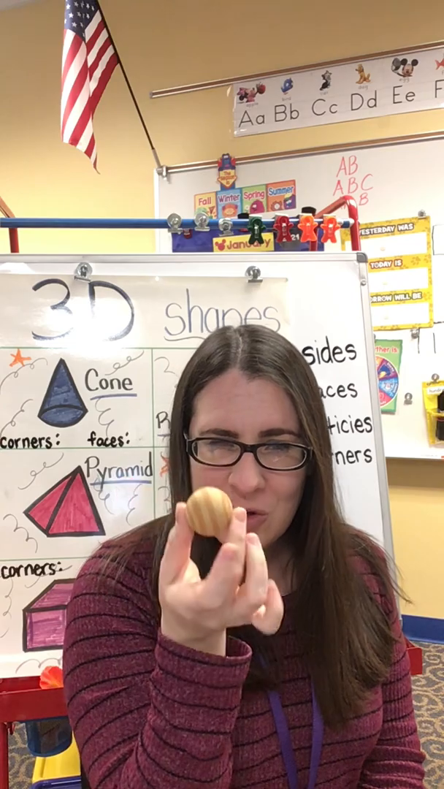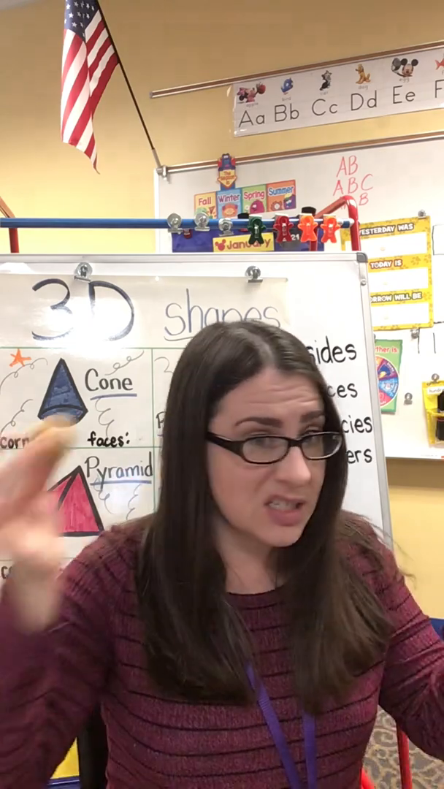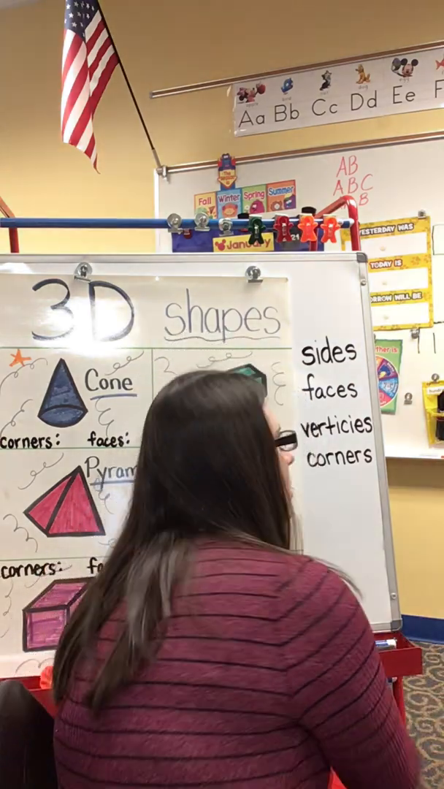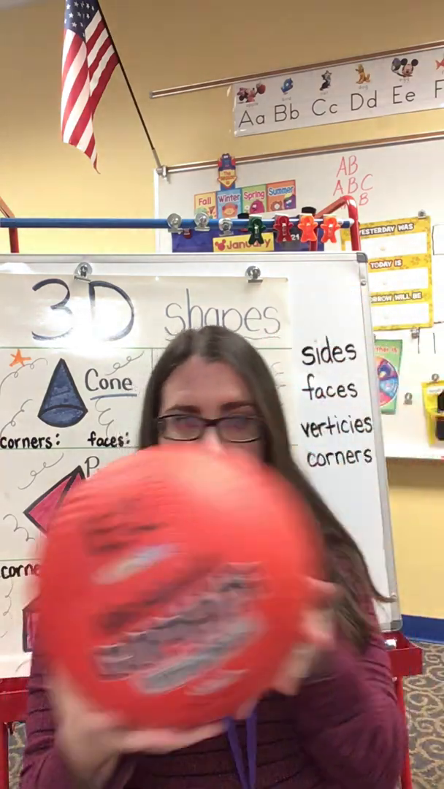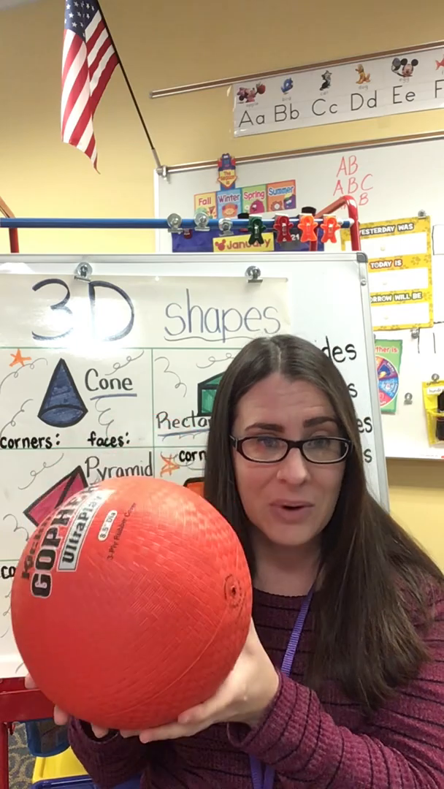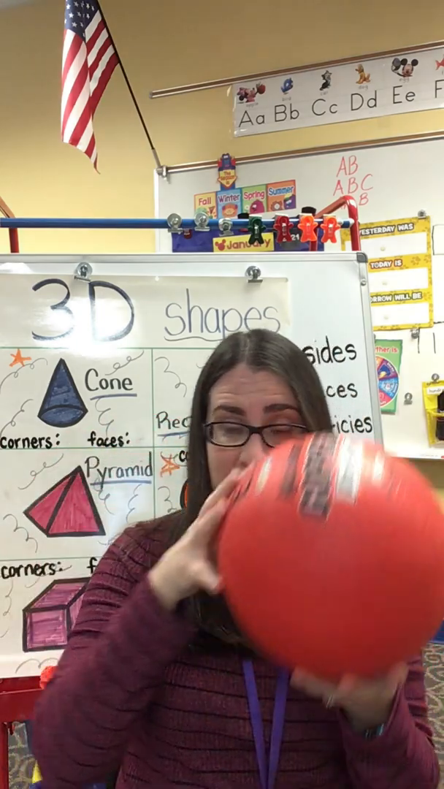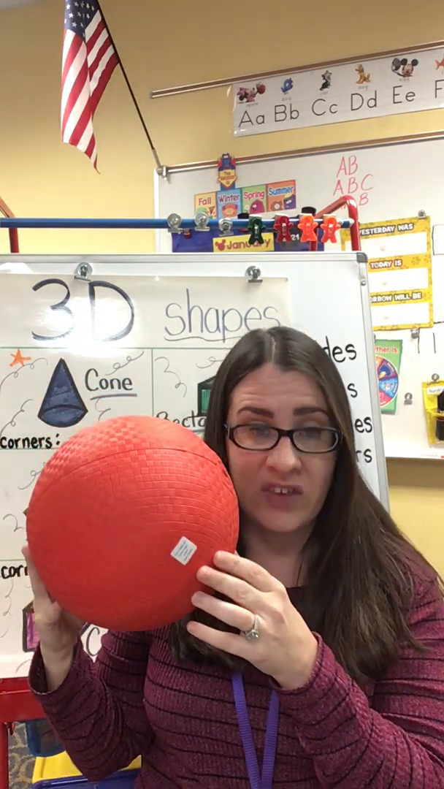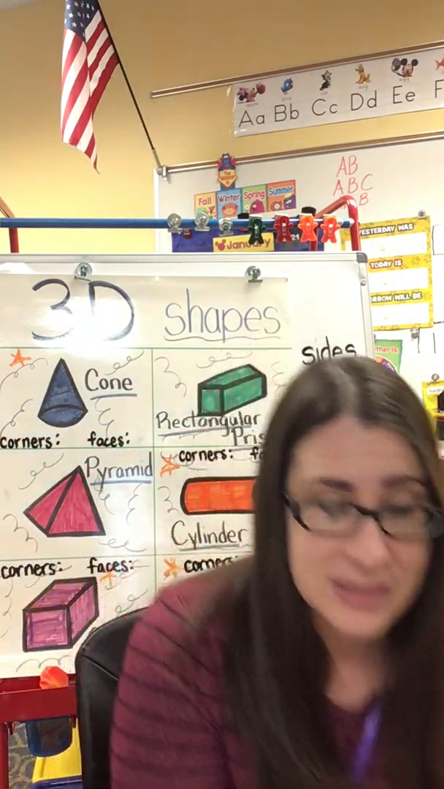So if you were going to look for a sphere somewhere in your house, you would want to find something that's round, like a ball. So for example, a sphere. A ball is a sphere, no matter whether it's a big ball or a little ball, like a marble, it is called a sphere, if you're talking about what the shape is.